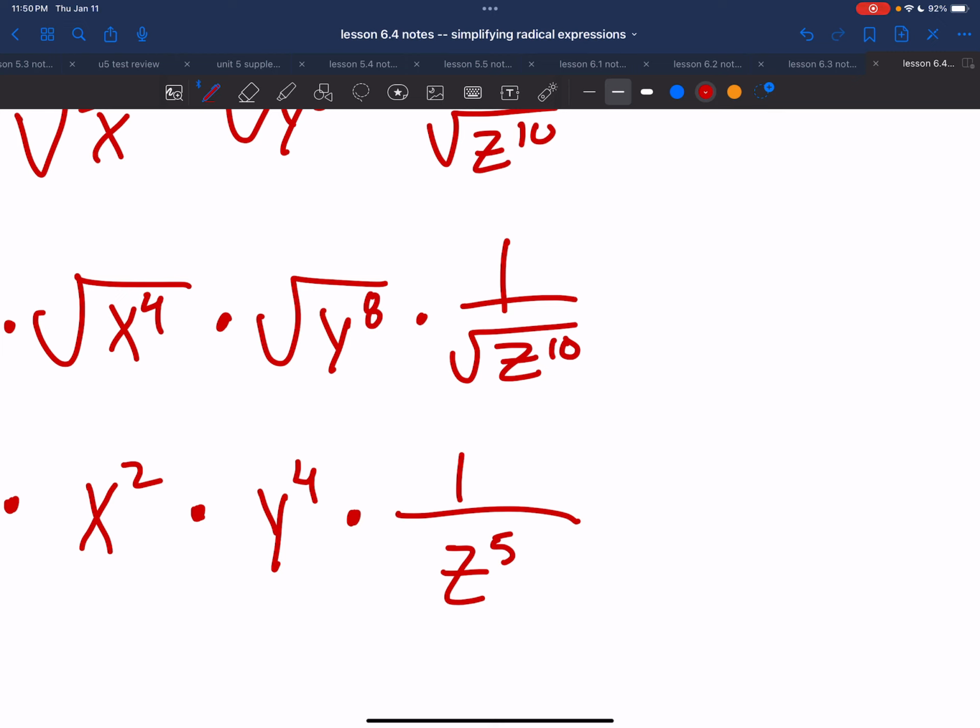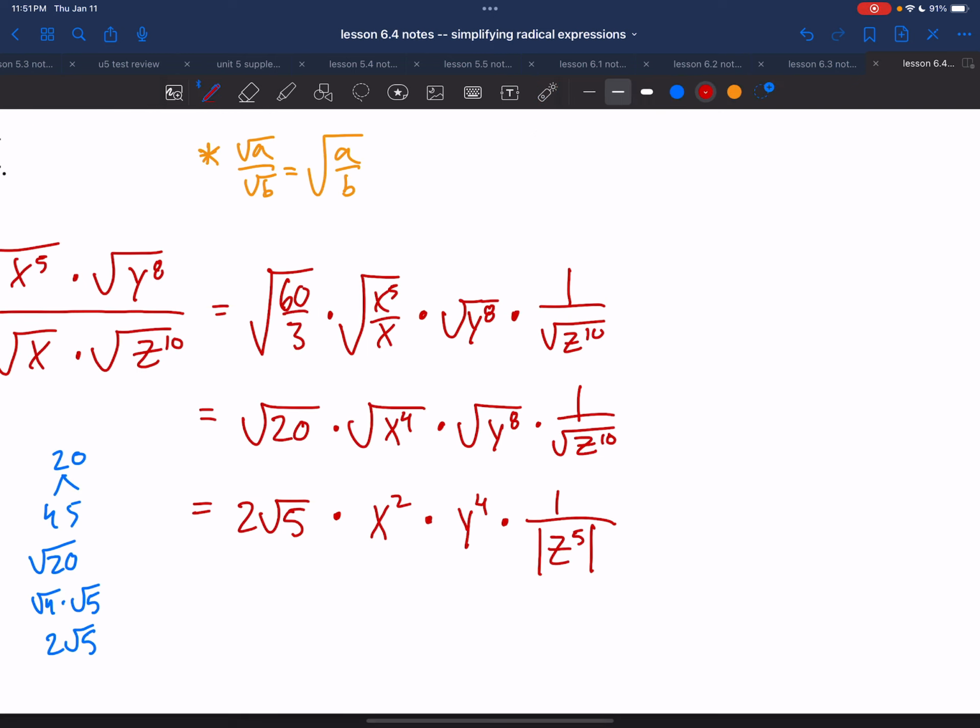But remember, all three of these were even index, plural, and when you deal with an even index, you might have absolute value. These results were even. So if you put absolute value around them, it's redundant. Because if you raise a negative to an even power, it's positive. So you don't need to force it to be positive. But the z raised to the fifth, if z was negative, that would not be positive. And we need it to be positive because we took a square root of z to the 10th. So this must be absolute value.